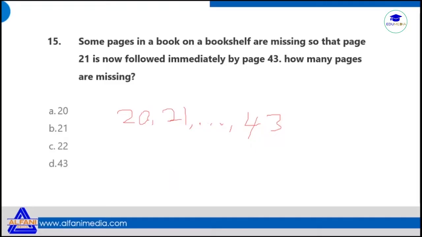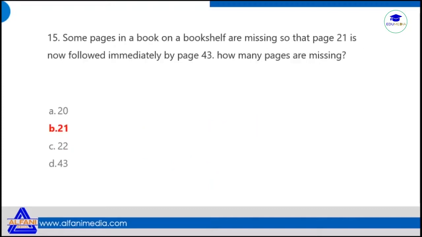Now the trick here is you might be tempted to subtract 21 from 43, which will give you 22, but that isn't the correct answer. Try counting from in between 21 and 43, and you will see that the answer is 21. When you count from just after 21, you start with 22, meaning page 22 is missing, page 23 is missing, page 24 is missing. So you count from 22 to 42, and you know very well the answer will be 21. So the answer there is 21.